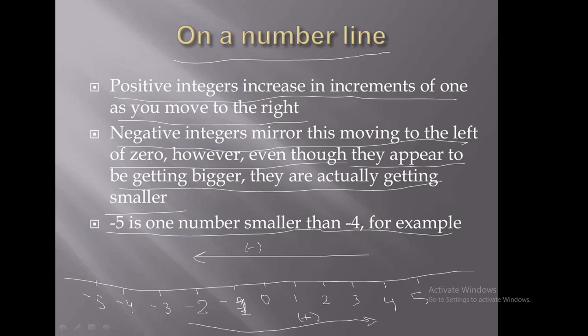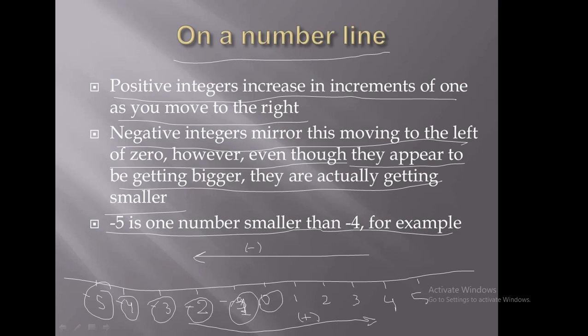Here we are talking about 5 and minus 5. So here we can say that minus 5 is smaller than minus 4. Minus 4 is smaller than minus 3. Minus 3 is smaller than minus 2. And minus 2 is smaller than minus 1. And here minus 1 is smaller than 0.